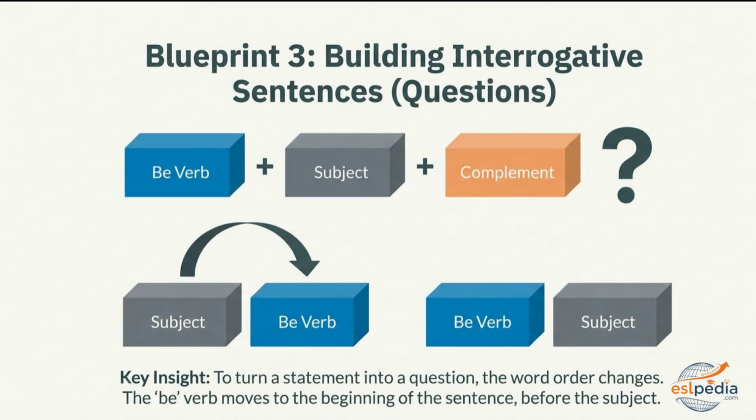For a question, you just flip it. The be verb jumps to the very front before the subject. You are happy becomes are you happy? Simple. And just like that, you've got the complete foundation for building all three core types of sentences.